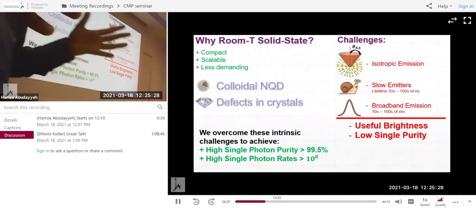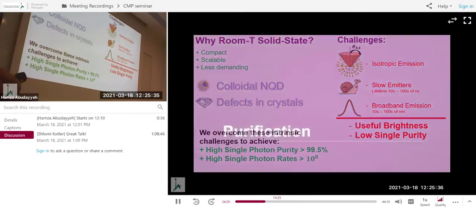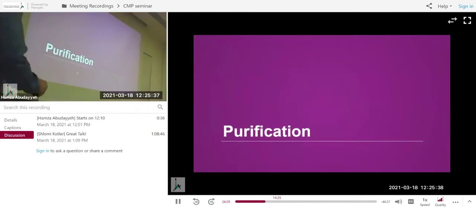So this is the goal of my talk today, and I hope by the end I'll be able to convince you that I did. So let's talk a bit about the purity part. Okay, so we call this purification.